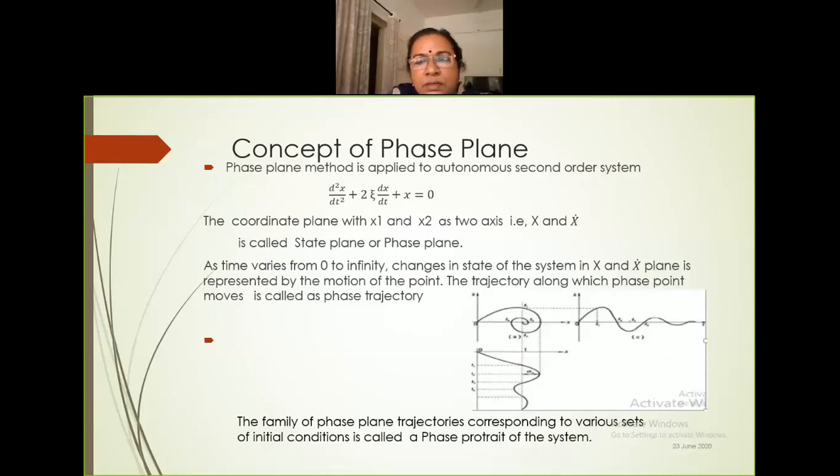So I'll explain how you get that. What is the phase plane? In the phase plane, one axis is x and the other one is x dash. So this is the phase plane. And this diagram is what? It is nothing but the time response of a second order system. It is an underdamped one.